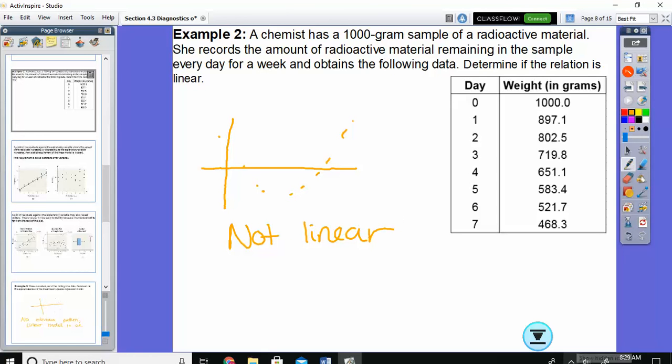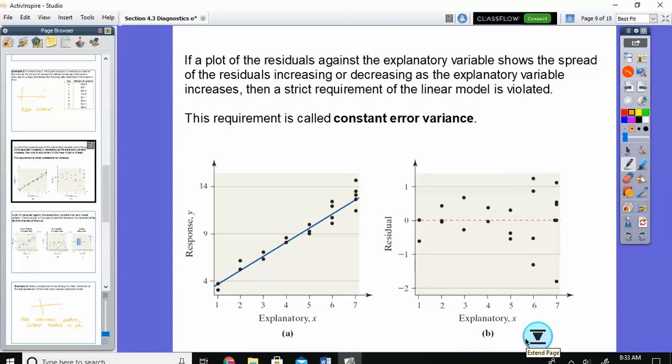Does anybody need help getting that on their calculator? So we look at this. This is like the original data, and this is the residual. So if it's a good linear model, your residuals are all nice and spread out. If your plot of the residuals shows the spread increasing or decreasing, that's what's called constant error variance. Basically, we want our linear model to be good the whole time.